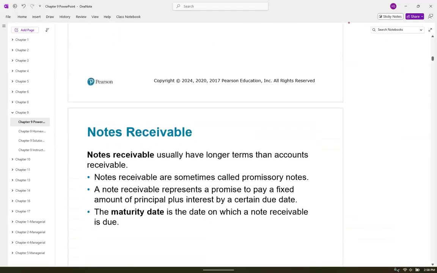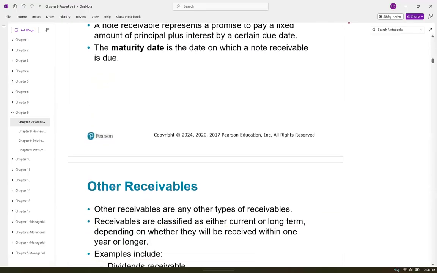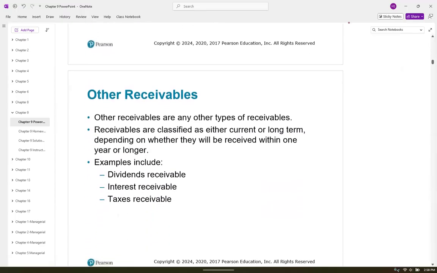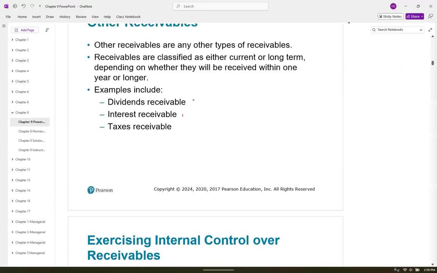Notes receivable usually have longer terms and have an interest rate. They could be short term, they could be long term, as I just mentioned when I drew the accounting equation out for you guys. There could be some other receivables. There could be a dividends receivable. To see a dividends receivable, we have to own stock in another company's business, and we're going to get that dividend. We may have an investment and we are going to receive some interest. We may have already earned the interest revenue. Remember, that's part of those adjusting entries. So we will have an interest receivable, and we could have a taxes receivable.